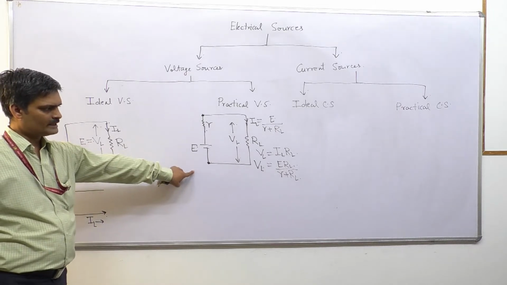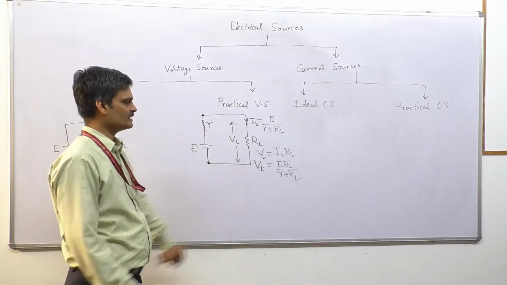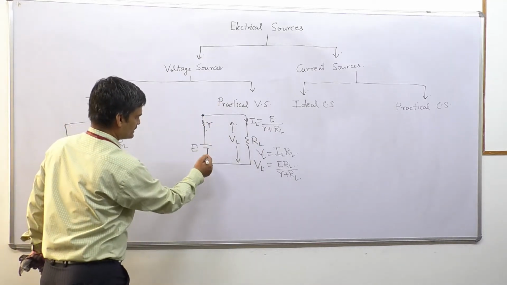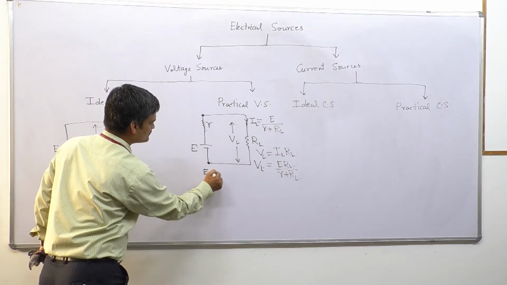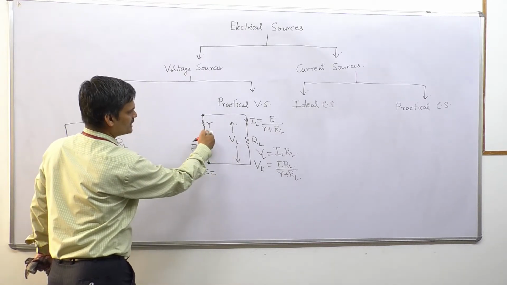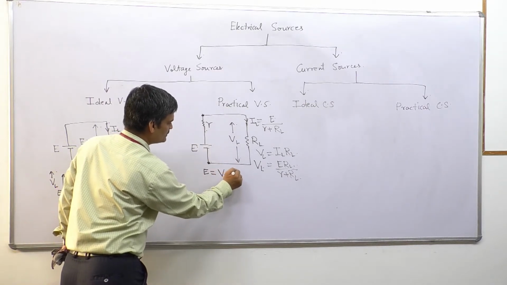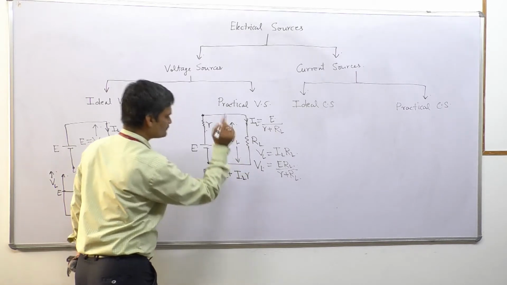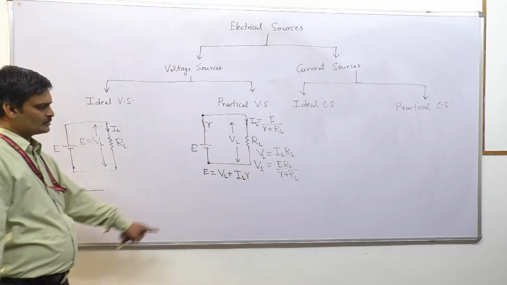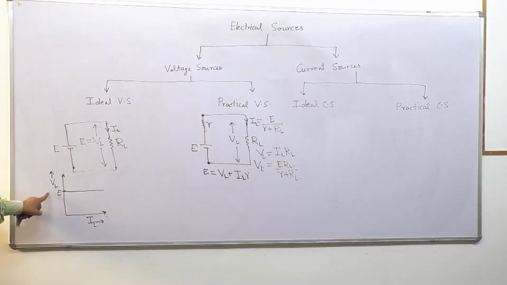So when we plot the value of VL with respect to IL, let's say this we can write as E is equal to VL plus IL into R, VL plus IL into small r. So if we are going to plot VL-IL characteristic in this form, then we need to have the value of VL in terms of IL.